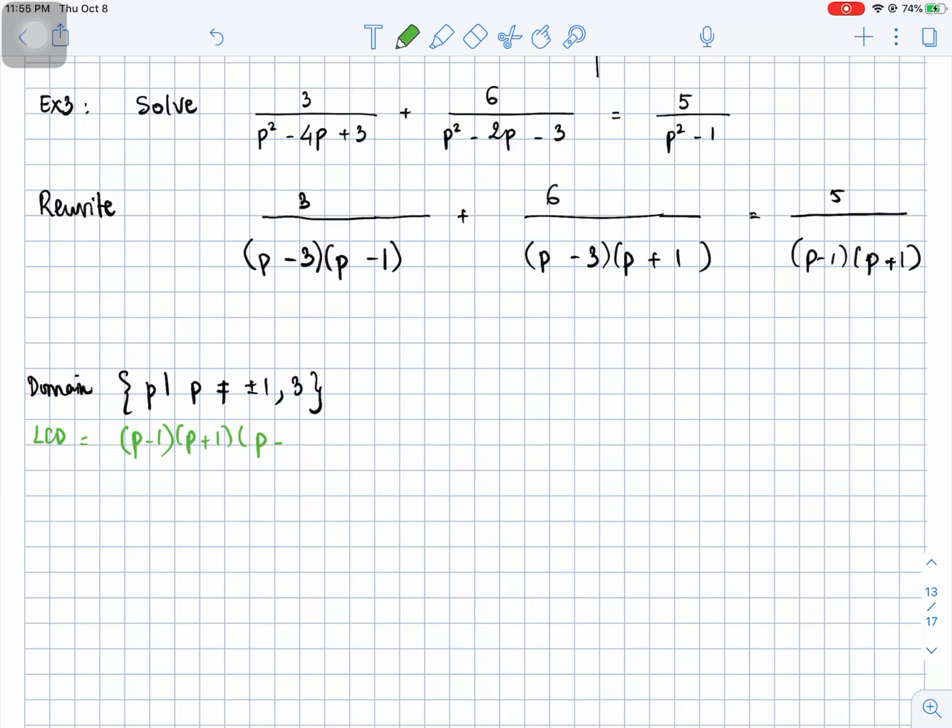Then the next step we should do is find the LCD. The LCD for this problem is p minus 1, p plus 1, and p minus 3. We will multiply both sides of the equation by the LCD. So we multiply p minus 1, p plus 1, and p minus 3 for both sides.